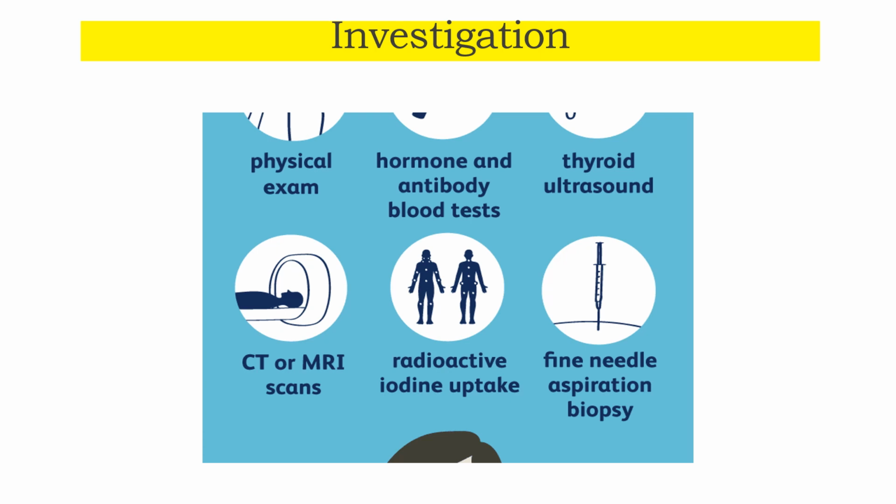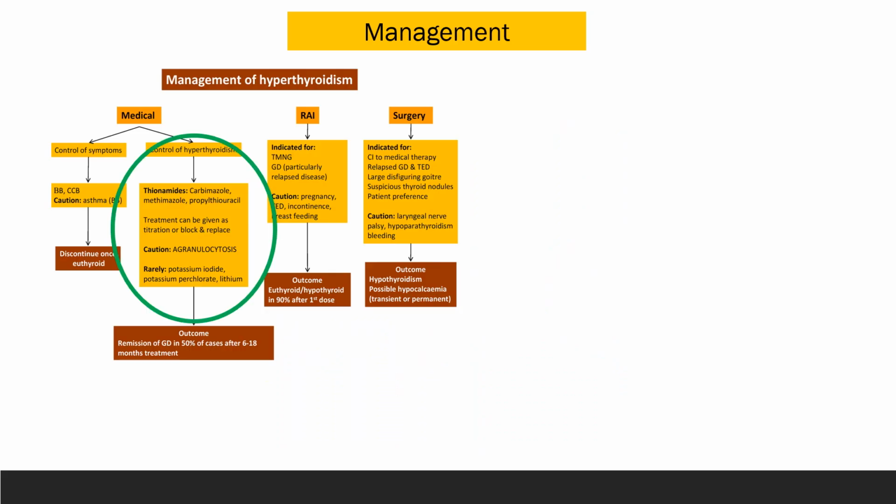Now, what are the investigations we can perform for hyperthyroidism? We can do the physical examination, hormone and antibody blood test, thyroid ultrasound, fine needle aspiration biopsy, radioactive iodine uptake, and CT MRI scan. Now, regarding the management, we will see that there may be three types of management. One is medical management, where in case of hyperthyroidism, we will prevent the synthesis of thyroid hormone. So these are the medical management.